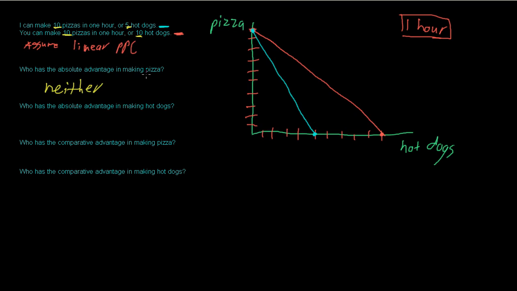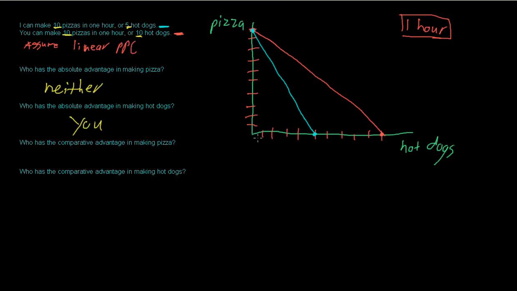So you have the absolute advantage in the production of hot dogs. And here is where we have to start dealing with opportunity cost. So who has the comparative advantage in making pizza? Well, let's go ahead and see.